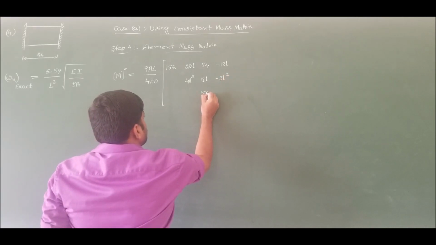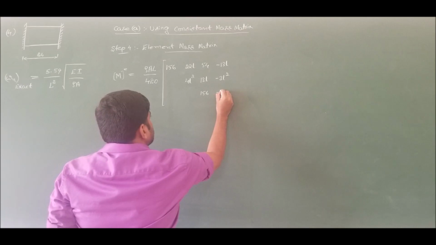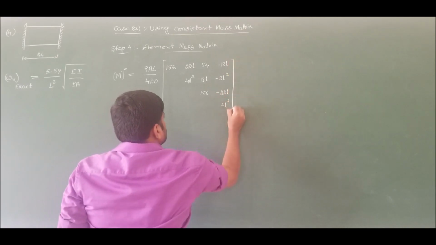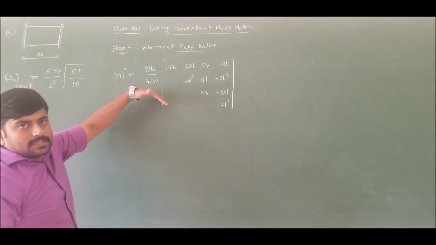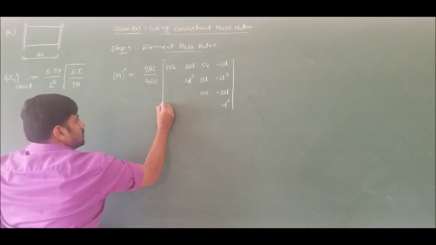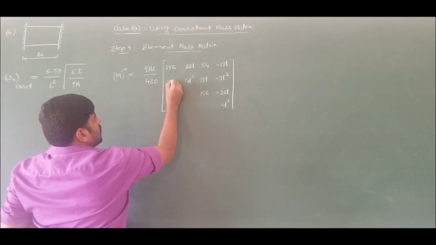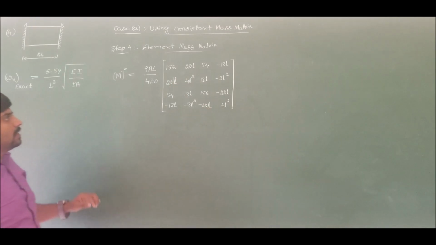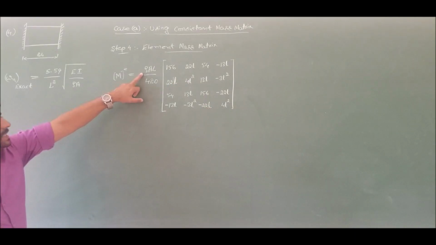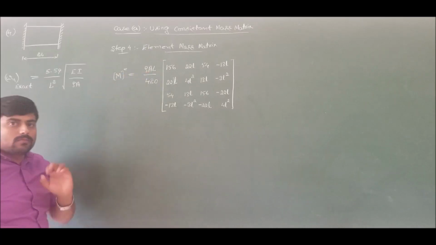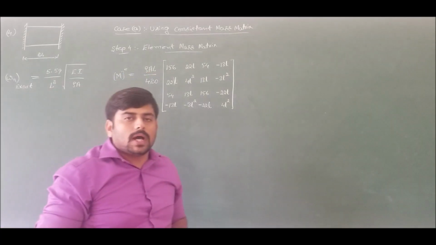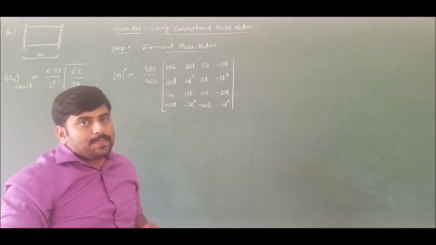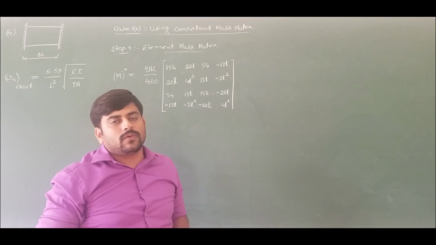Again we will have 156, minus 22L, 4L square. This mass matrix is also symmetric. So therefore, using the property of symmetry, the element mass matrix will become complete. Now, if you observe, the density, area and length for both element 1 and element 2 are the same, which are nothing but rho A and L. So therefore, this itself is the element mass matrix for element 1 and also for element 2.